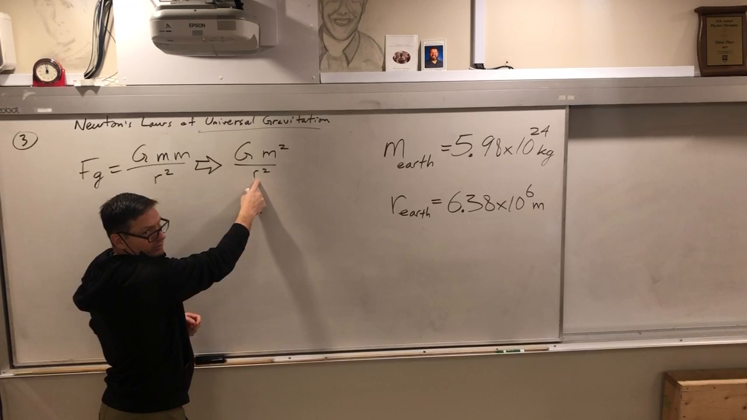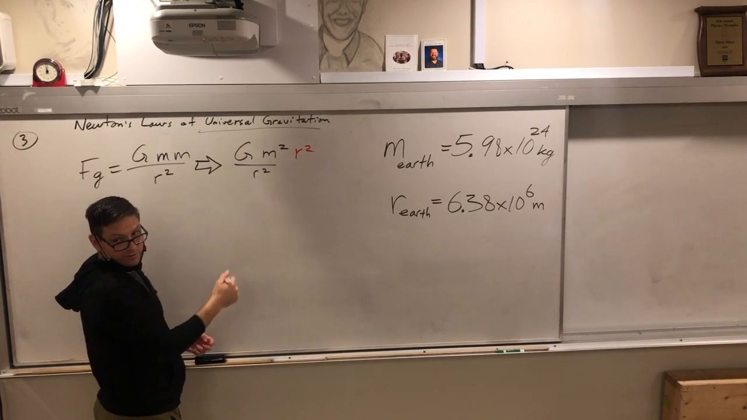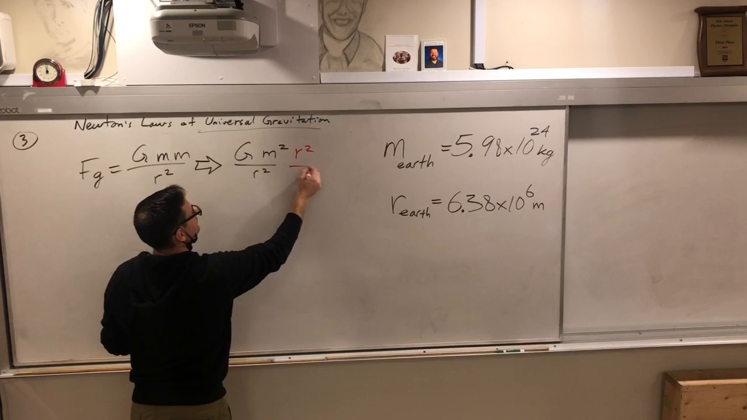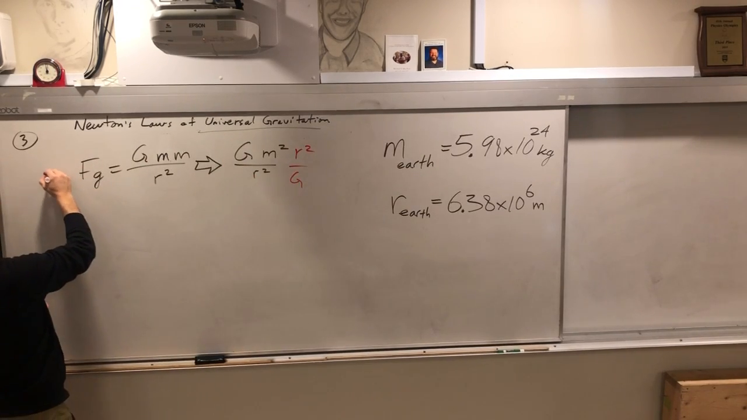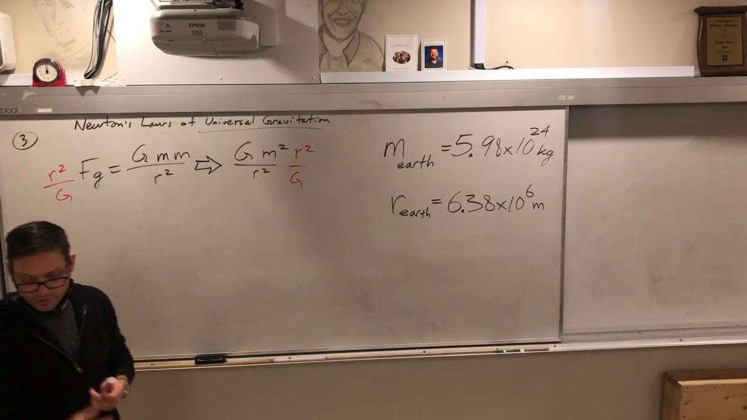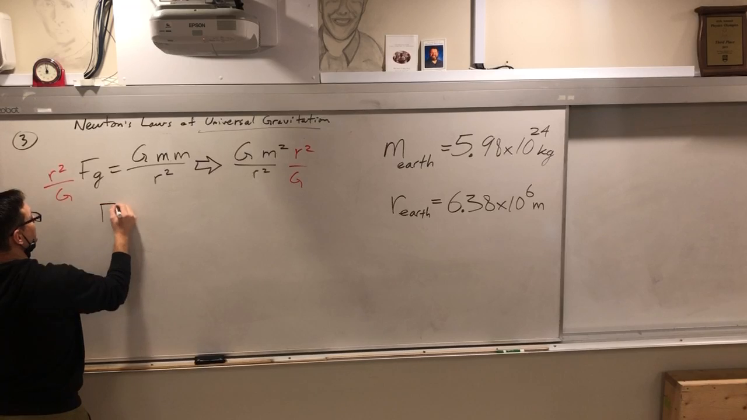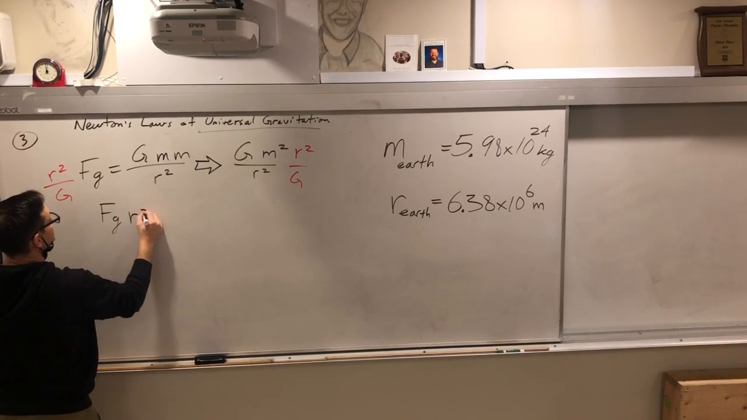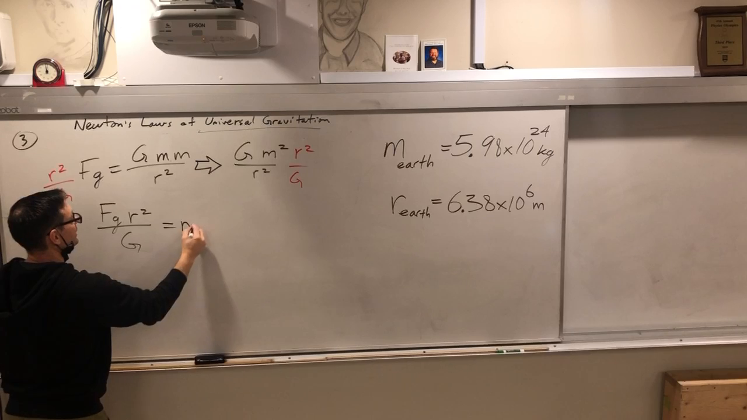How do I get rid of the R squared? I'm going to multiply by R squared. How do I get rid of the G? Divide by G, right? And that's going to get rid of those things. But of course I have to do the same to the other side. And so we're going to end up with Fg times R squared over big G, and that would equal M squared.